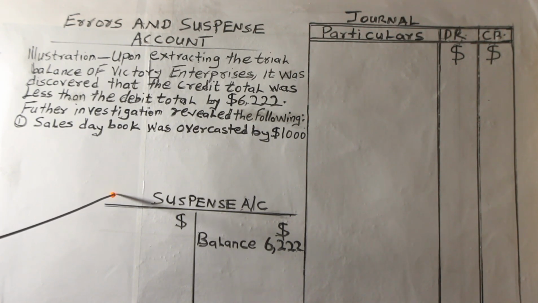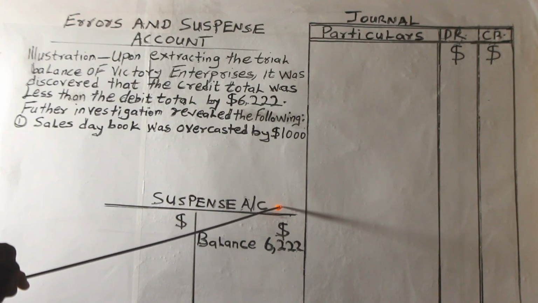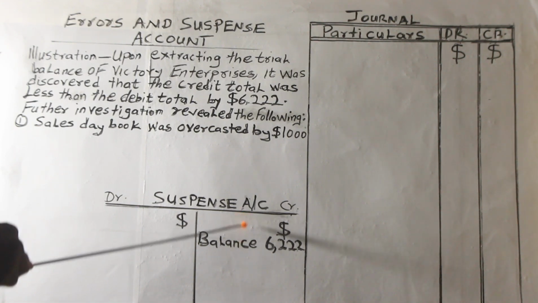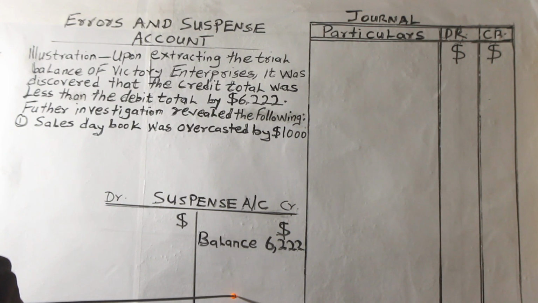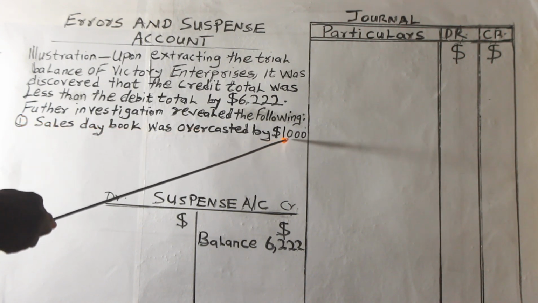That means this side represents the debit side of the suspense account, and this side represents the credit side of the suspense account. This implies that any shortage on the debit side of the trial balance, such balance should be placed at the debit side of the suspense account. And any shortage on the credit side of the trial balance, such balance should be placed at the credit side of the suspense account before we start our correction of errors. Now the first error states, sales day book was overcasted by $1,000.